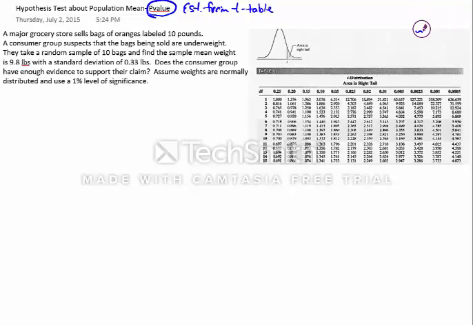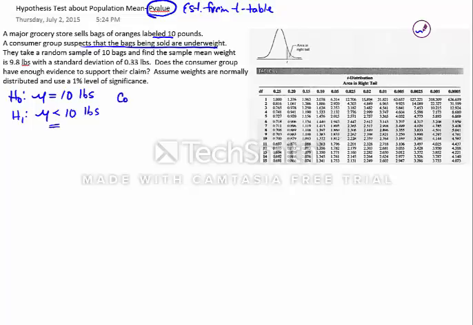So take a minute to read over this exercise. Press pause if you need. In this exercise, we have bags of oranges labeled as 10 pounds and a consumer group that suspects that the bags that are being sold are underweight. So our null hypothesis is that the mean weight is 10 pounds. Right? We can't take this on a bag-by-bag basis. We have to look at the average value of the weights, and so we're using mean here. And if they think the bags are being undersold, then on average we would expect to see the bags on average less than 10 pounds, and so this is what's really in question.